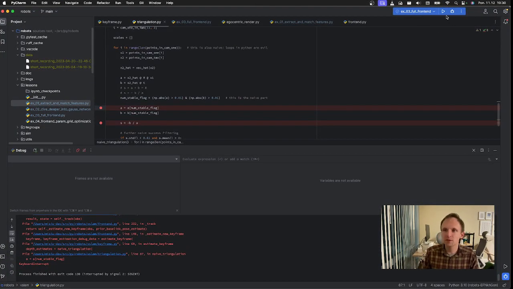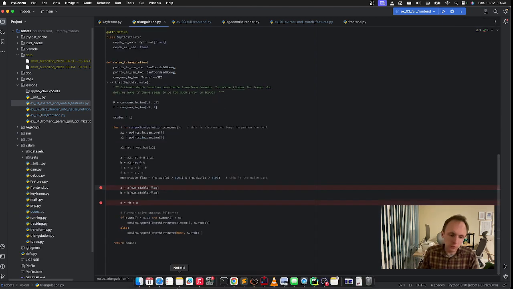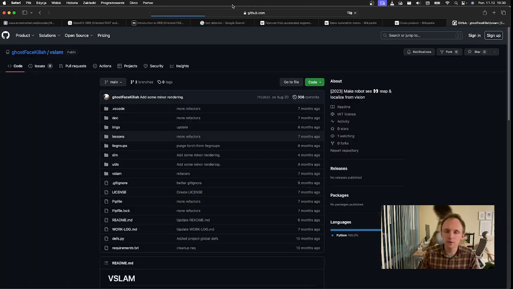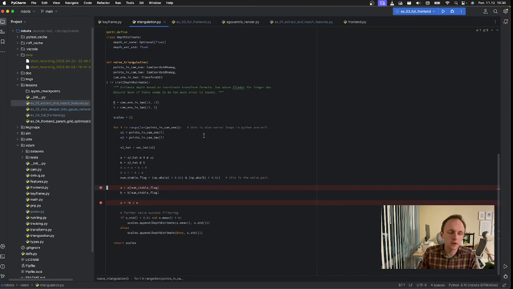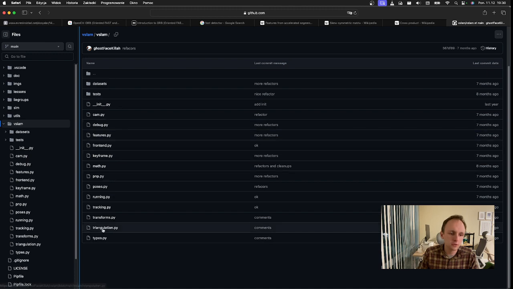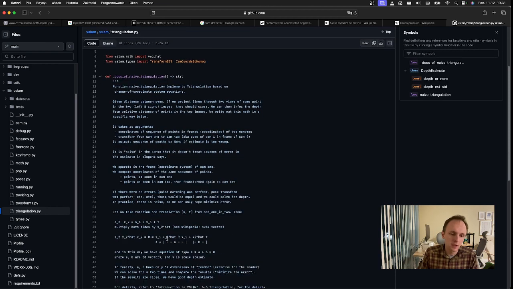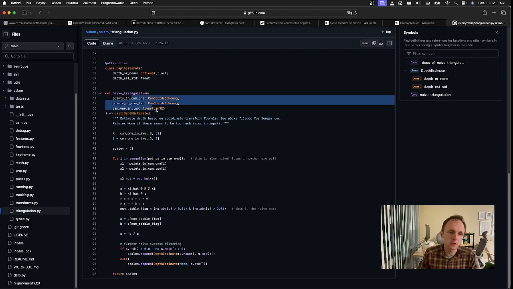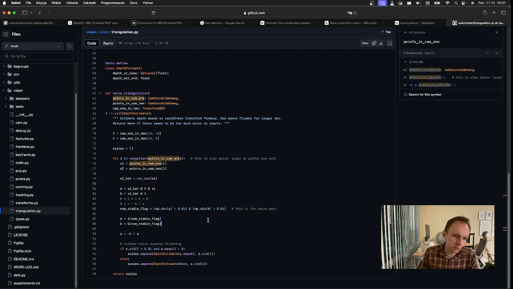So now let's see how it works in practice, right? If you look at GitHub, here's my repository. You go to VSLAM, and then you go to triangulation. So VSLAM triangulation, and then you have basically what we were talking about. And then we have naive triangulation, and it's naive because in this formula, we have division by 0 potentially, right?